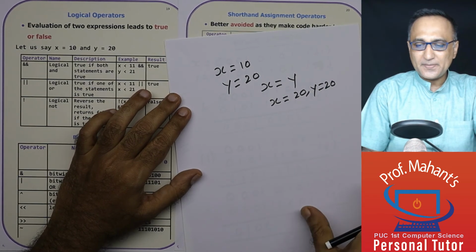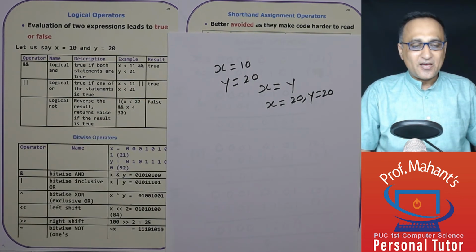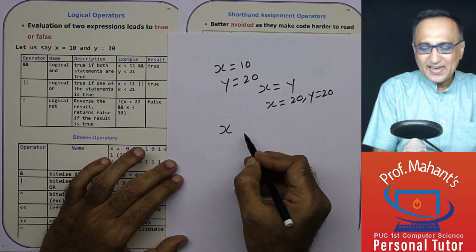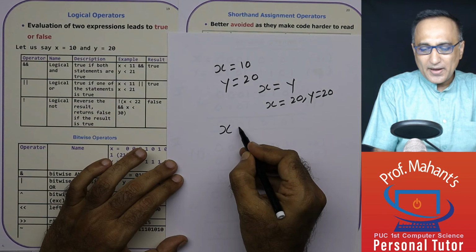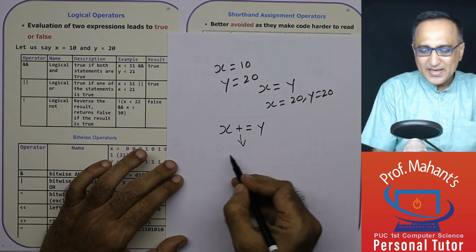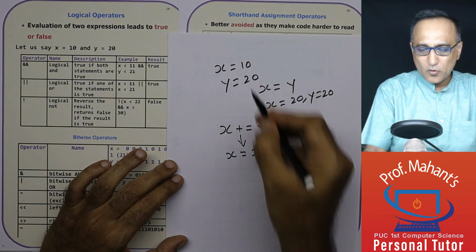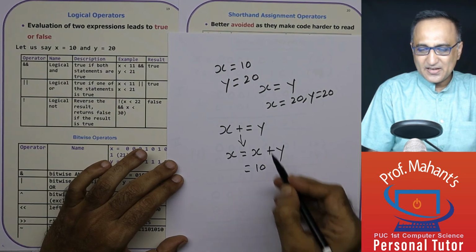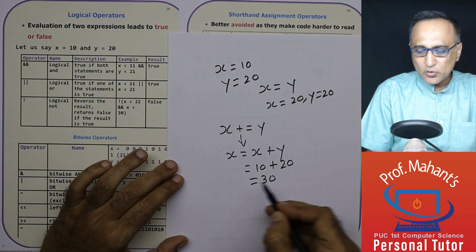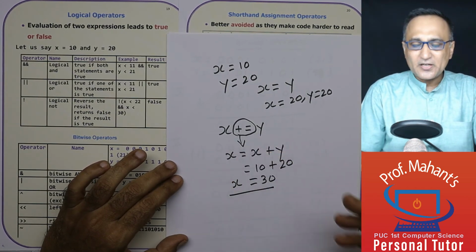Now there are something called shortcut operators in C. For almost all of these operators you can do it in a shortcut fashion. So if I do x plus assign the value of y, this is as good as saying x is equal to x plus y. What was the old value of x? It was 10. What was the value of y? 20. So x becomes equal to 30. So this is known as a shortcut assignment operator.